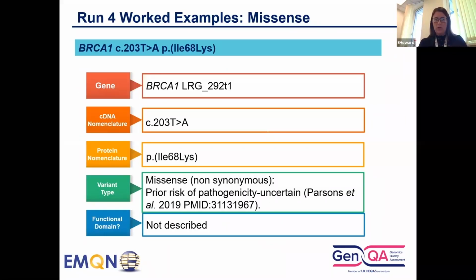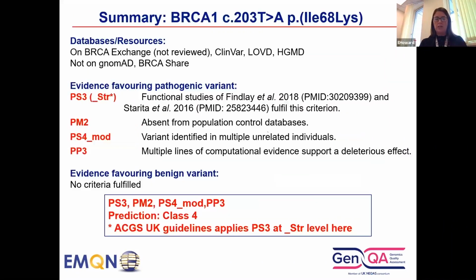So the second one that we chose was a BRCA1 variant at c.203T>A, p.Ile68Lys. This is a missense, non-synonymous variant with a prior probability of pathogenicity as uncertain, as defined by Parsons et al. 2019. So the data resources that we interrogated: it was on BRCA Exchange, but not reviewed. It was on ClinVar, LOVD, and HDMD. It was not on gnomAD, and it was on BRCA Share.